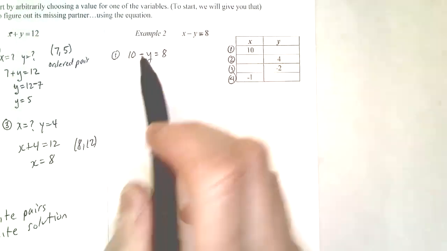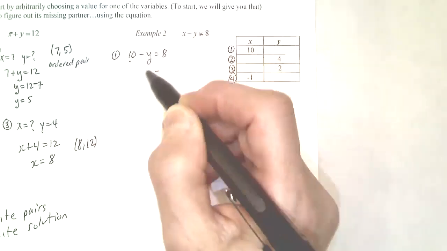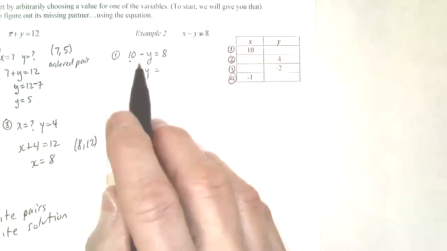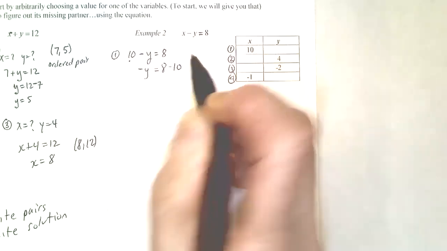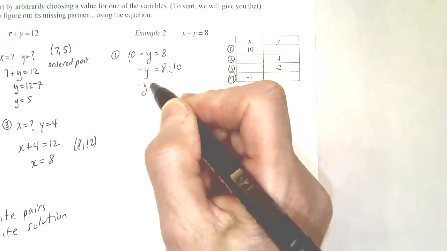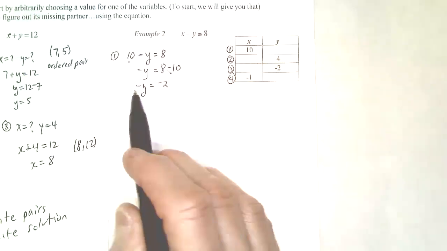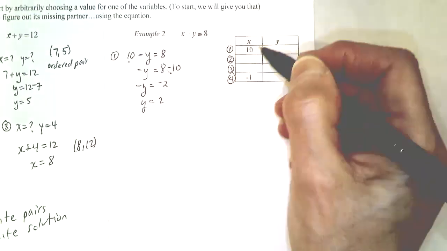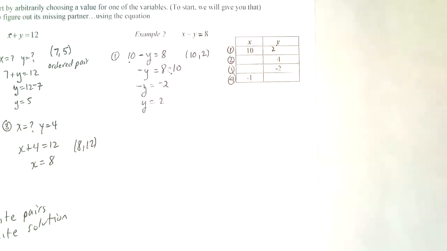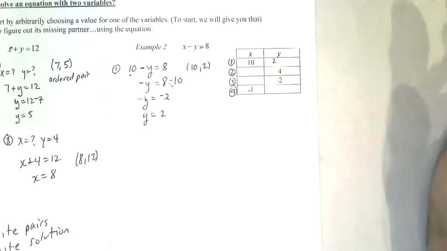Now, just watch out for your negatives, because when you transpose the 10 to the other side, what is left behind on the left side is a negative y. Don't lose the negative. You transpose the 10, it's adding 10 here, subtracting 10 there. You get negative y is negative 2. You then multiply both sides by negative 1, and you get y is positive 2. And so 10, comma 2, that ordered pair is a solution. And of course, 10 minus 2 equals 8.